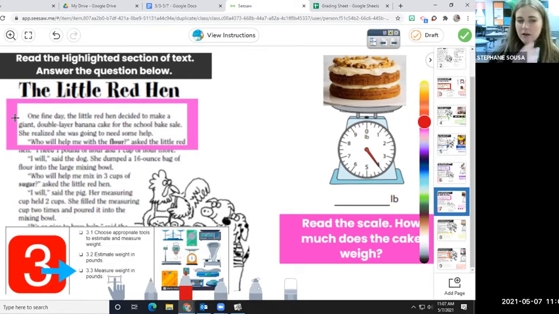All right, you got a scale. How much does the cake weigh? Please look at this scale. Look now. Hold up your number of fingers that shows how many pounds this cake weighs. Hold up with your fingers.